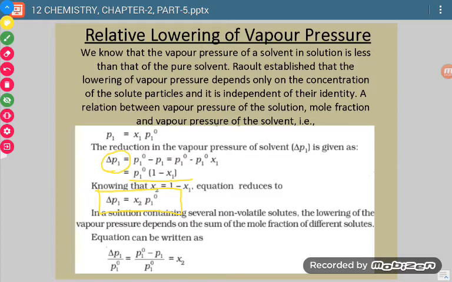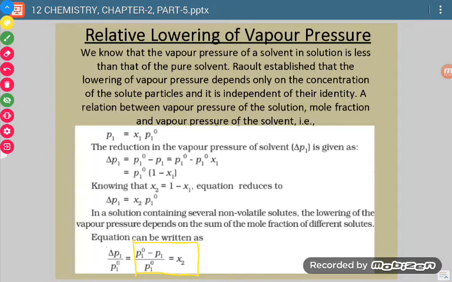Now if I take P1 naught to the left side, I get delta P1 over P1 naught, and on the right side x2 only. Delta P1 is the lowering in vapor pressure, and delta P1 divided by P1 naught is the relative lowering in vapor pressure. Delta P1 is equal to P1 naught minus P1. So this is the relation, and it is called relative lowering in vapor pressure.